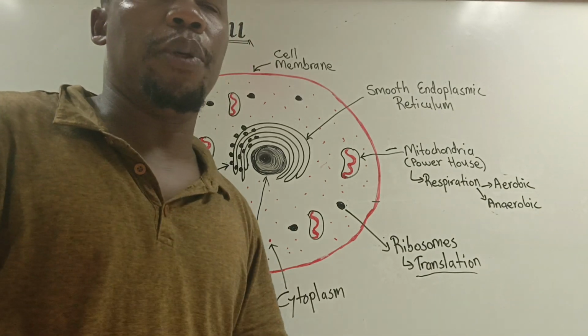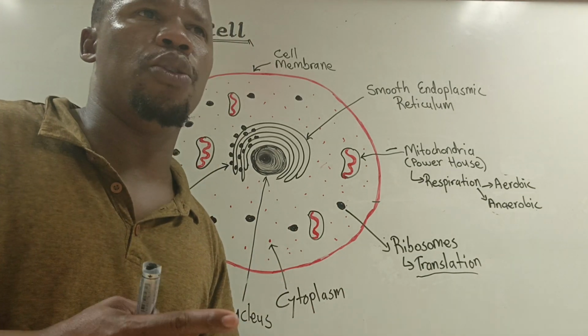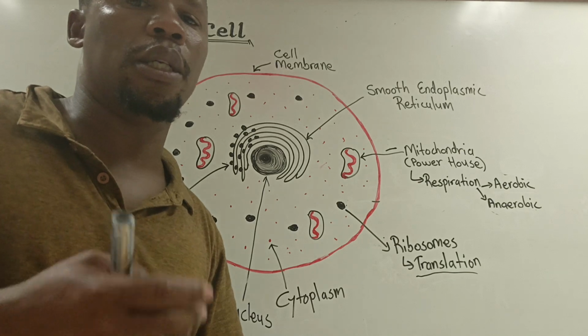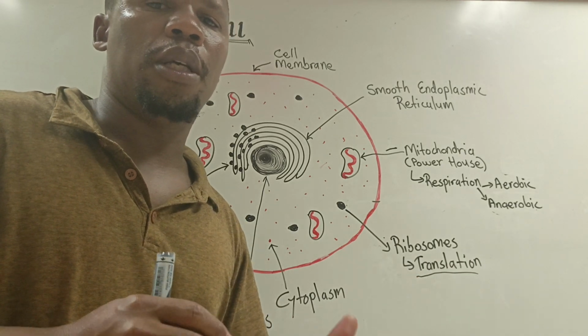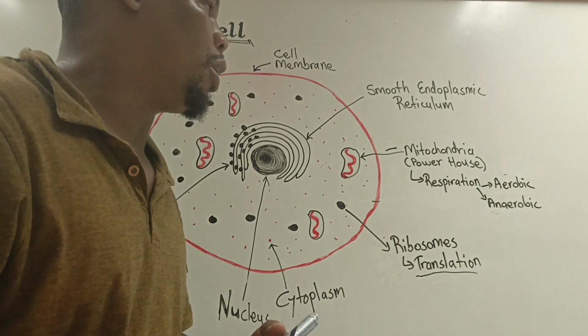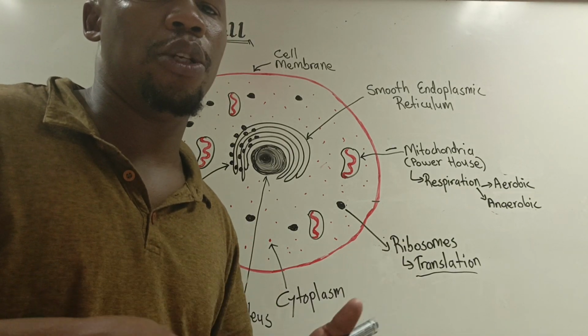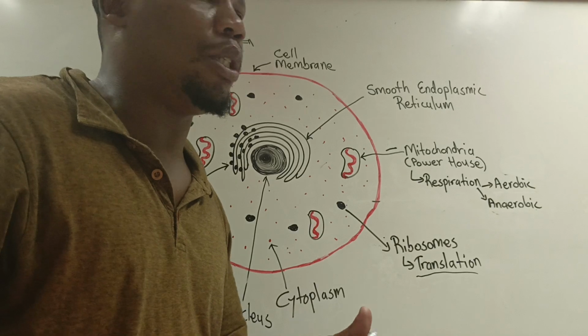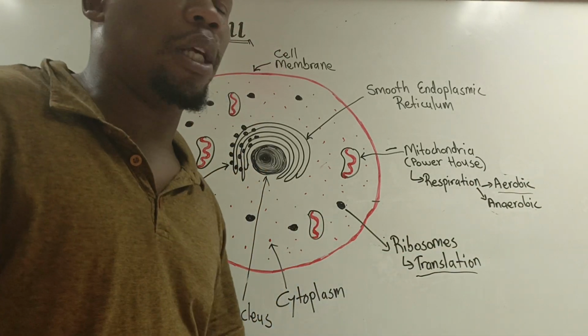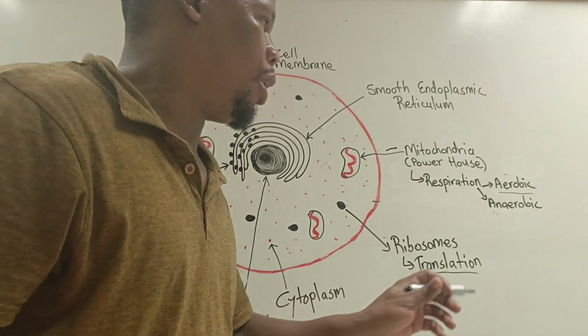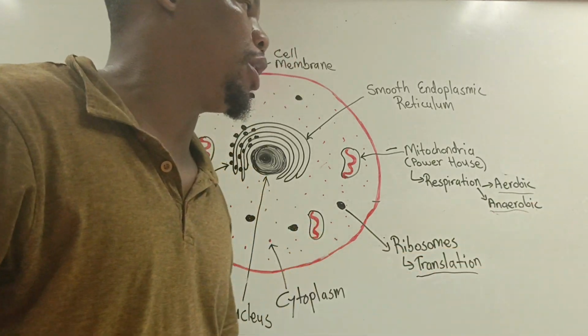What is respiration? It can take place in two forms. We'll discuss that in detail, but for now, respiration can happen in two conditions. It can either happen in abundant or enough oxygen, and that's what we call aerobic respiration. It can happen in the absence of oxygen, and that's what we call anaerobic respiration.